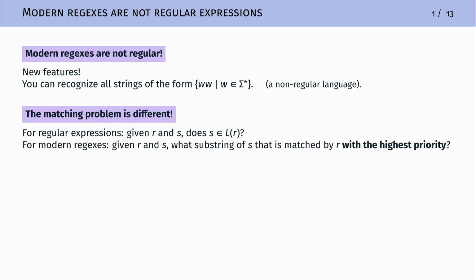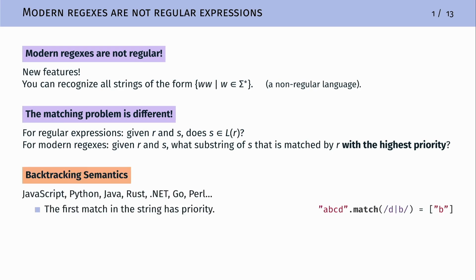With a regex, however, things are different. Given a regex and a string, we're trying to find a substring that is matched by the regex. And if there are multiple ways to do so, we should return the substring which has the highest priority. Now, different regex languages have different ways of expressing which is the match with the highest priority, but most of them today mostly agree on what we call backtracking semantics, meaning that we should return the match that would be found first by a backtracking algorithm. This means, for instance, that the first match in the string has priority, explaining why if I'm trying to match D or B on that string ABCD, it will return B and not D.